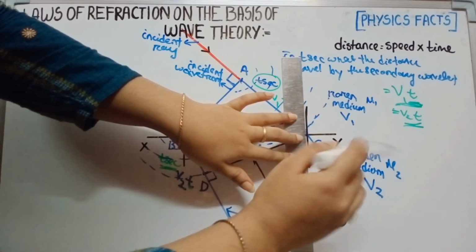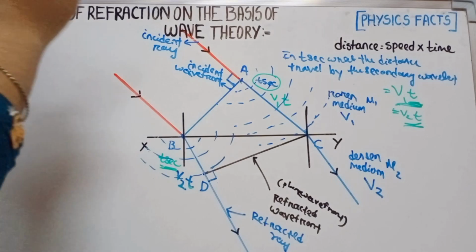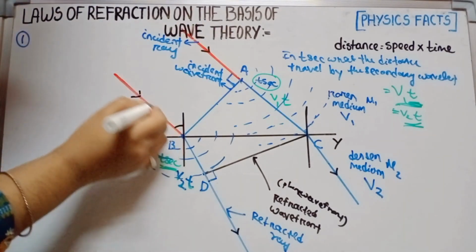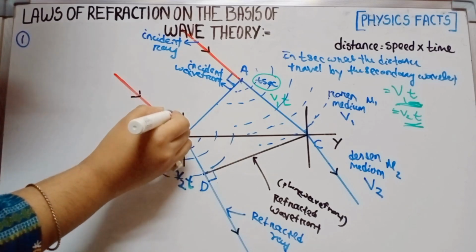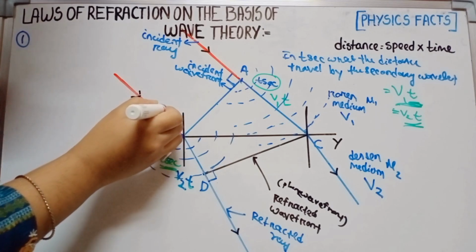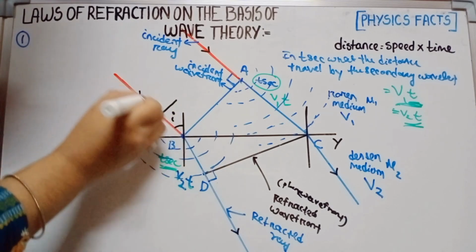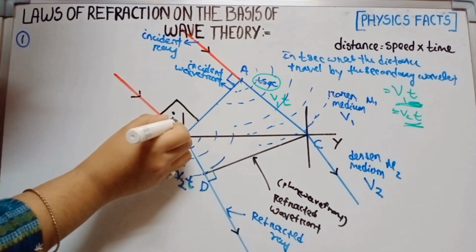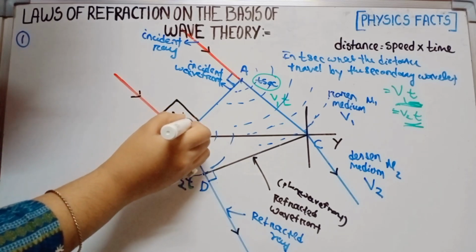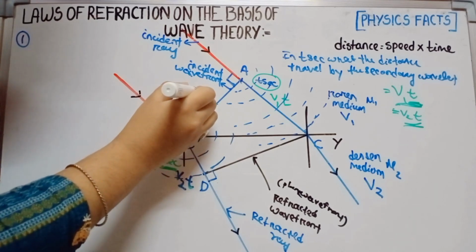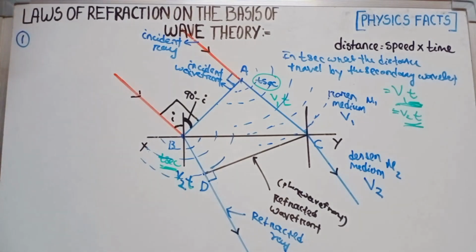At point B and at point C, we draw normal. Then what happened? We know that the angle between incident ray and normal is the angle of incidence. And here, the angle between incident ray and incident wavefront is 90 degrees. If this angle is I, then this angle is 90 minus I.